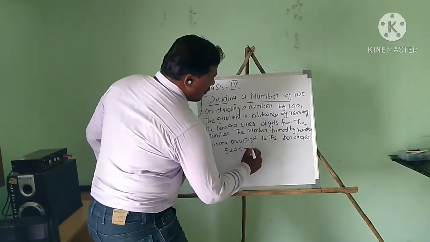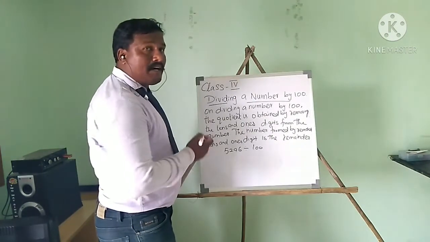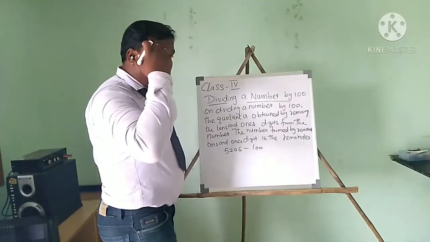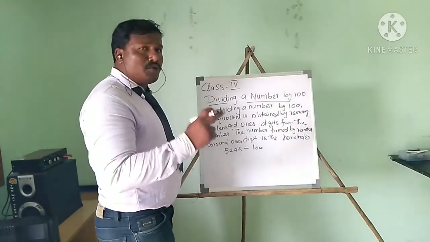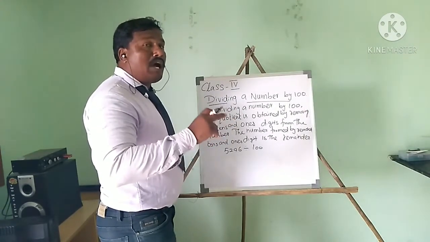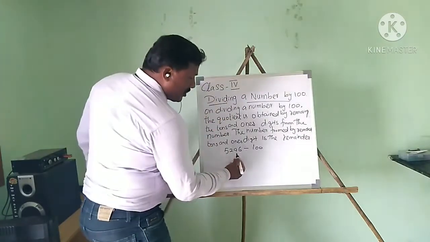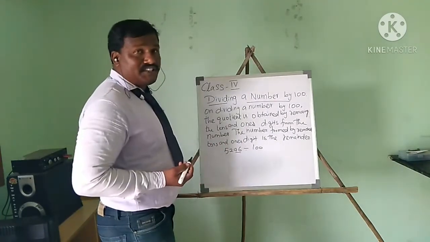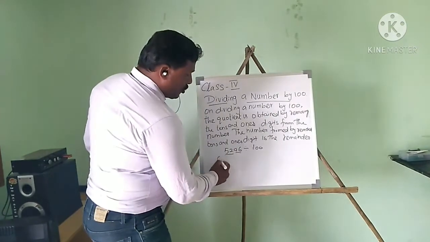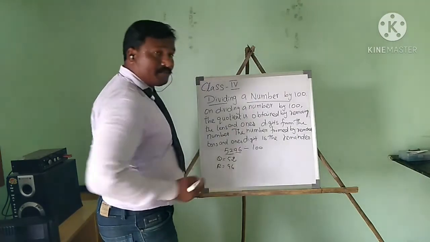5296 divided by 100. So how do we find the quotient and remainder in this number when you divide by 100? As per the rule, when you divide by 100, the last two digits we have to remove. The remaining digits are the quotient. The last two digits, in the ones place and tens place, are called the remainder. The remaining digits are called the quotient. So Q is equal to 52, R is equal to 96.